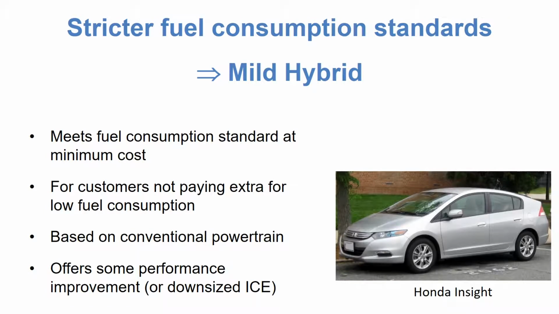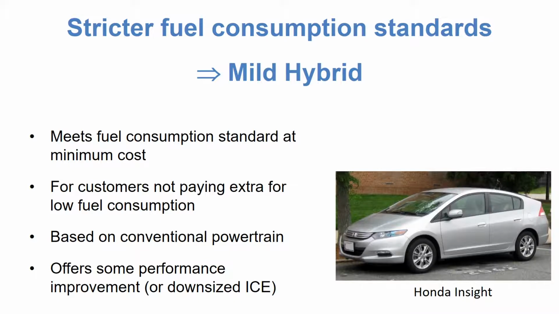Stricter fuel consumption standards require the vehicle industry to reduce the average fuel consumption of their cars. However, this development is not primarily driven by the customers explicitly demanding hybrid powertrains. Therefore, the industry focused on meeting the required fuel consumption standards at a minimum cost. The most cost-efficient way to do this is often to make a mild hybrid powertrain. The powertrain is based on the standard conventional powertrain with a minimum of modifications. As an added benefit, the mild hybrid system can offer some improvements of performance by using the electric machine to boost the power of the powertrain.